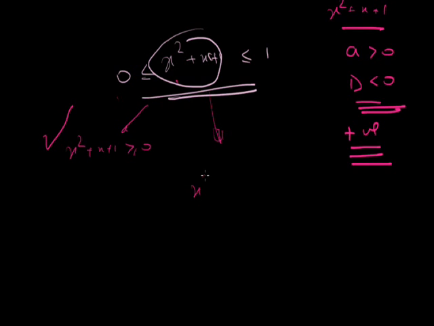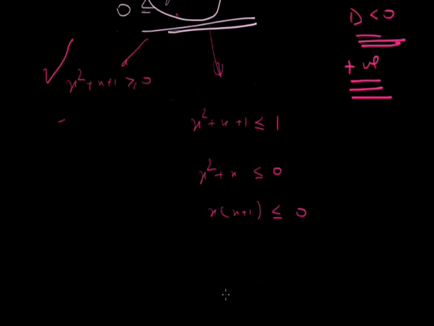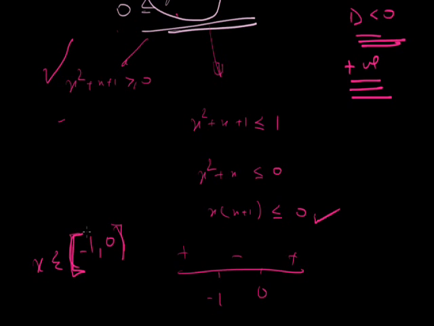And the second condition is x square plus x plus 1 is less than or equal to 1. That means x square plus x is less than or equal to 0. x into x plus 1 is less than or equal to 0. Solving this, the points are 0 and minus 1, positive, negative, positive. We have to find the negative part, therefore x belongs to minus 1 to 0, and obviously both would be included. The domain of this function is minus 1 to 0.